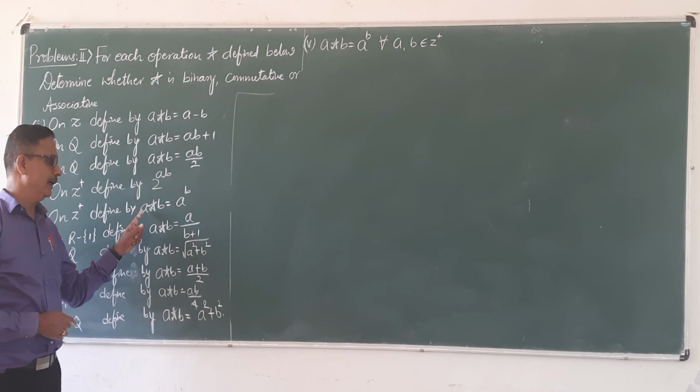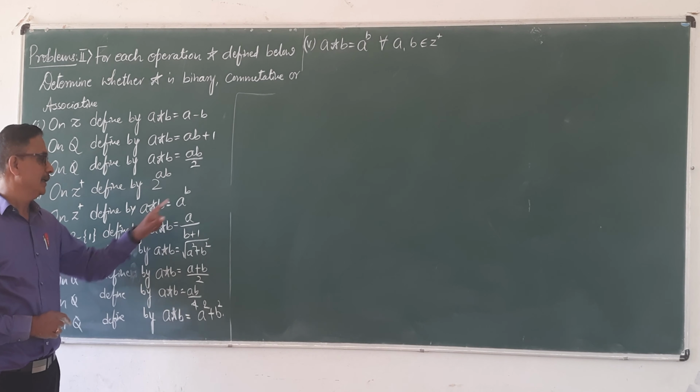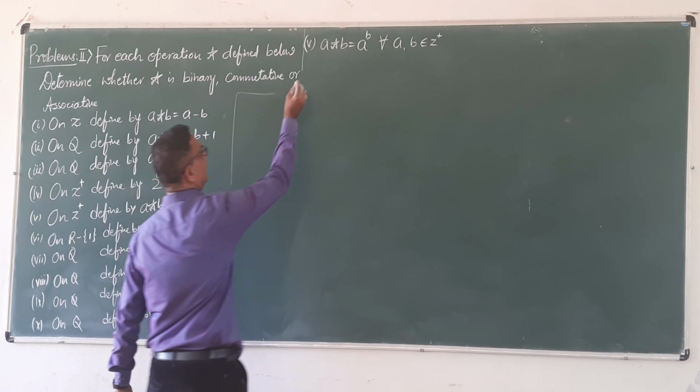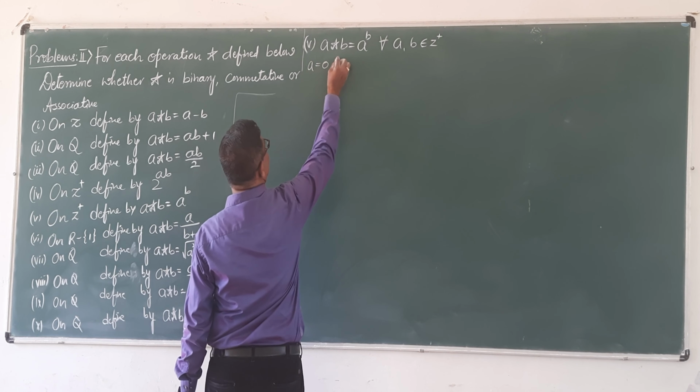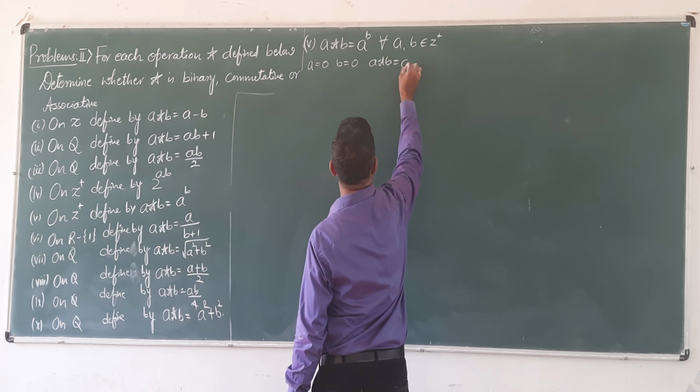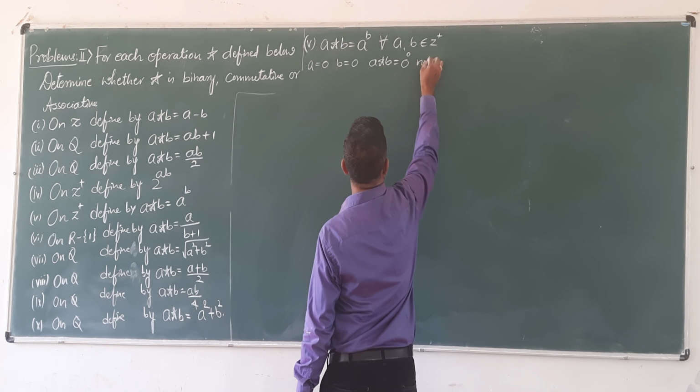What happens? A value 0, b value 0. 0 power 0 is not defined. I think here, take a value 0, b value 0, then a star b is equal to 0 power 0, which is not defined. Right? Therefore, star is not a binary operation on Z plus.